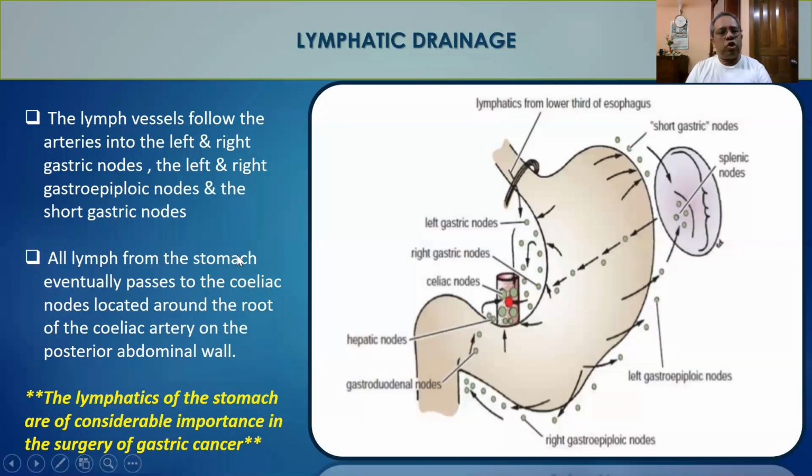So all lymph from the stomach eventually passes to the celiac nodes located around the root of the celiac artery on the posterior abdominal wall. It is the final destination of the lymphatic drainage, the lymph nodes around the celiac trunk. The lymphatics of the stomach are of considerable importance in the surgery of gastric cancer. During gastric cancer surgery, if you know the location of the lymphatics, you can easily excise the tissues en bloc with the malignant tissue and the lymphatics. So curative treatment is achieved if you do en bloc excision in those cases.